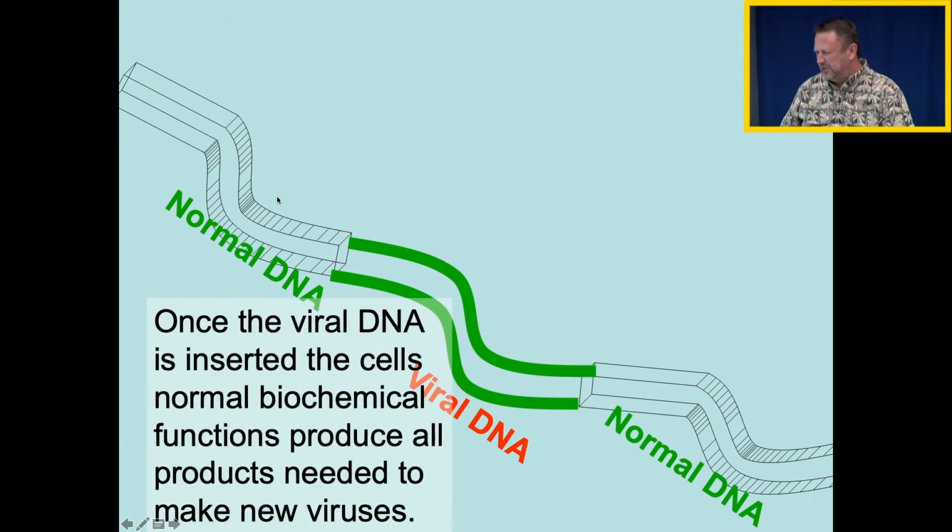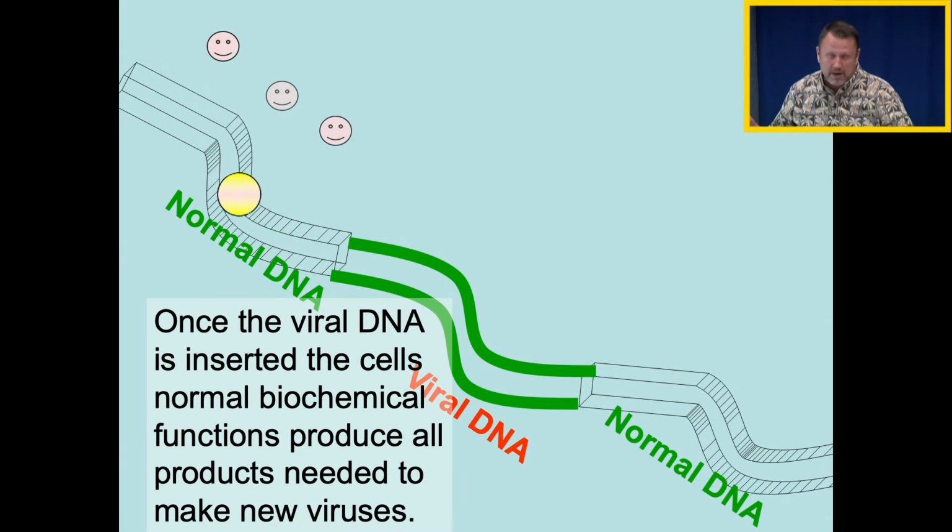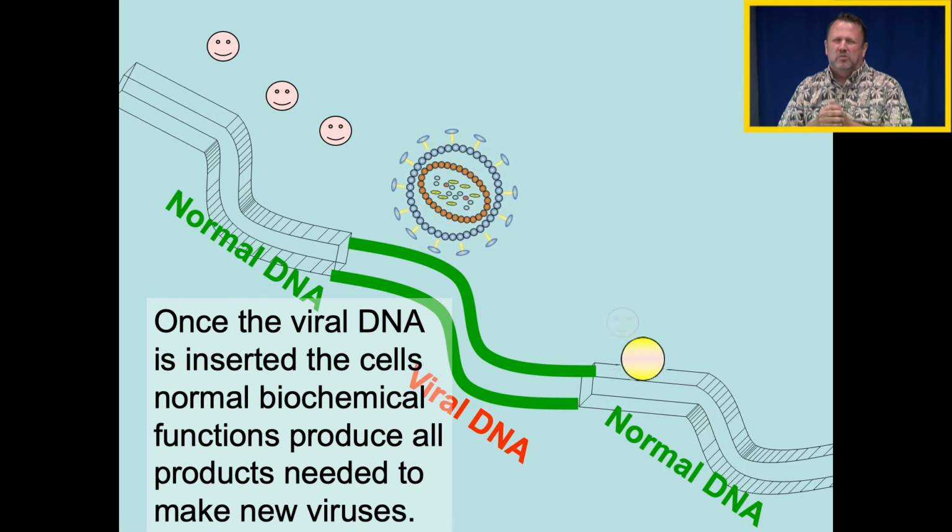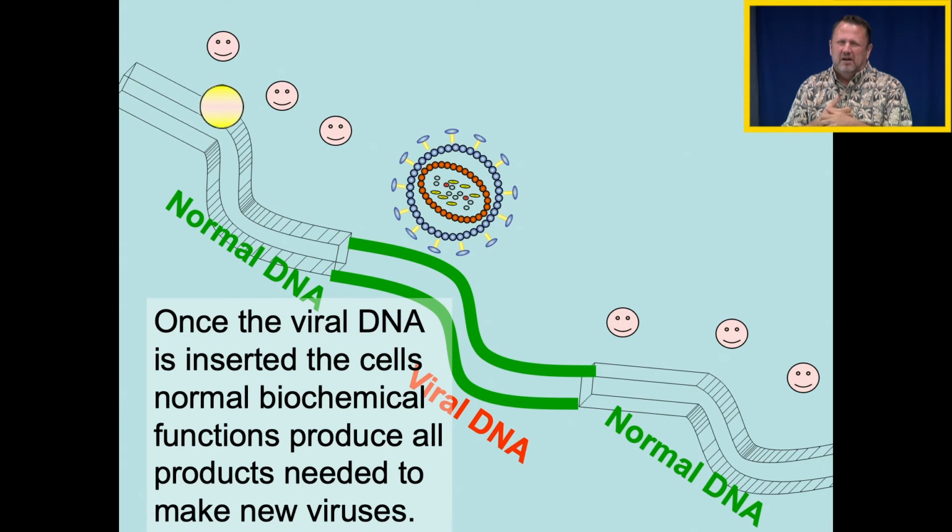Because look, you transcribe normal DNA and make normal things, but once a virus is inserted into the normal DNA, then your body's normal machinery starts making the products that it needs to make new viruses. And all viruses work that way. They rely on the host and its cellular machinery to make the various parts that are needed to make new virus.